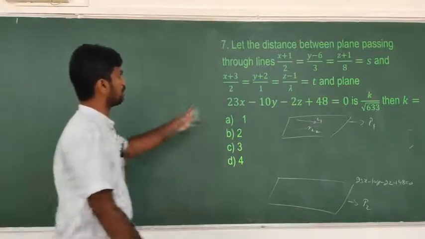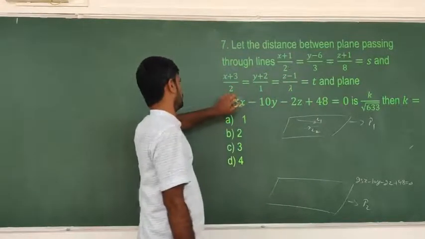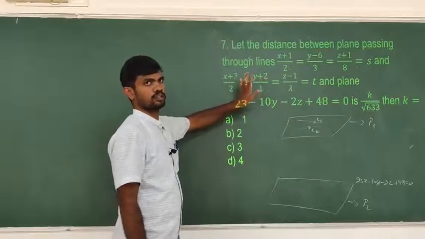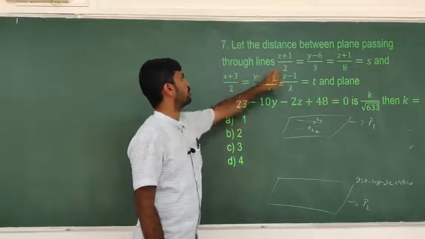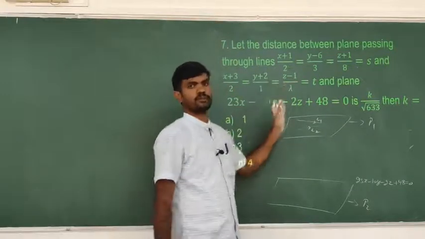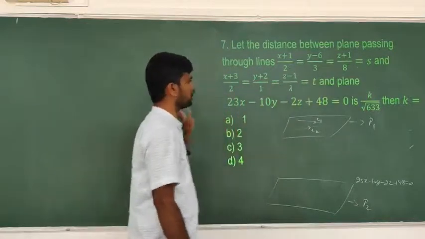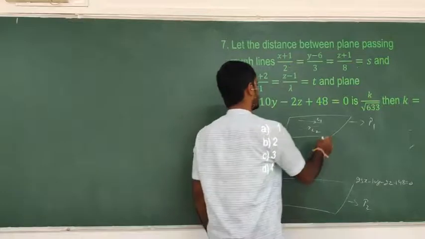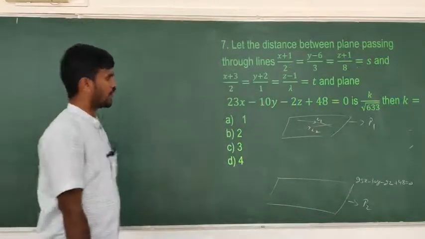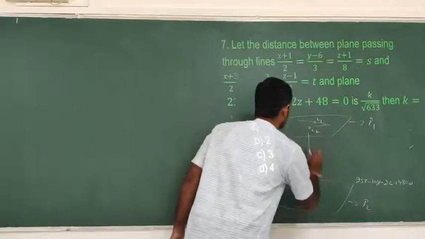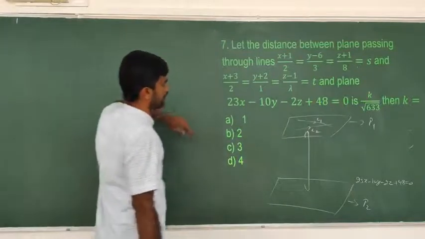These two lines are not perpendicular, because their corresponding direction ratios are not proportional to each other. 2 by 2 gives 1, but here 1 by 3, so 1 is not equal to 1 by 3. Therefore direction ratios are not proportional to each other. So those lines are skew lines, they do not intersect each other. Now our aim is to find the distance between these two planes.